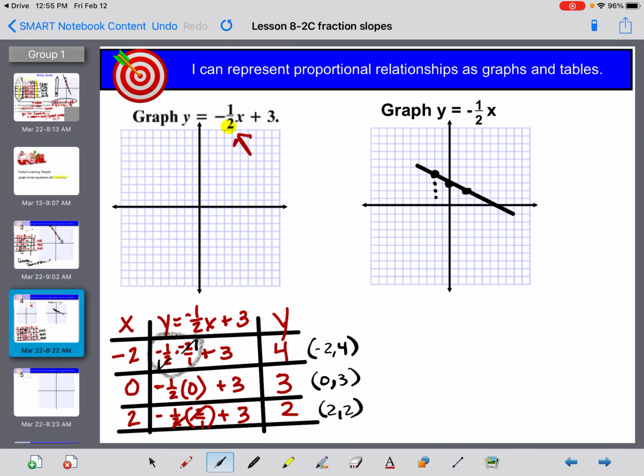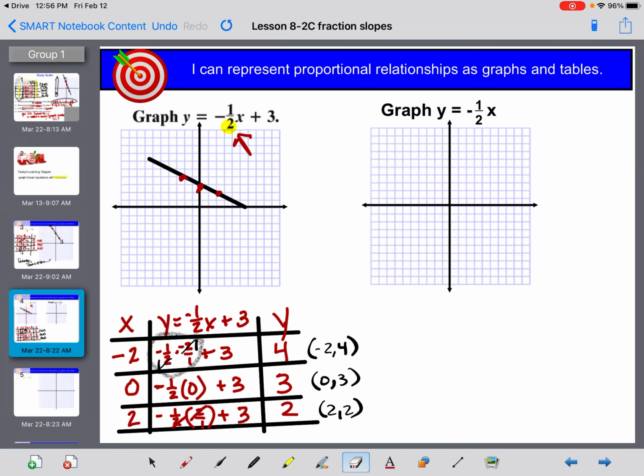And again, my dot here is probably a little off, but again, I have a linear equation. Oops, I graphed it on the wrong one. I should have graphed it over here. There we go. Sorry about that. Okay, so that's my equation graphed.